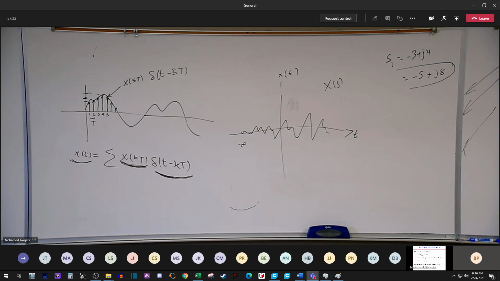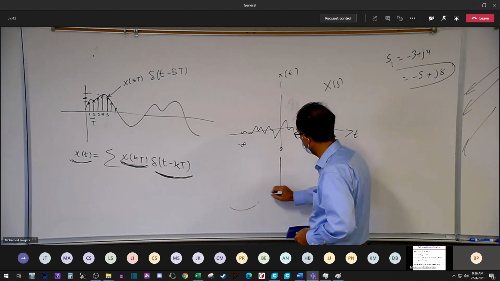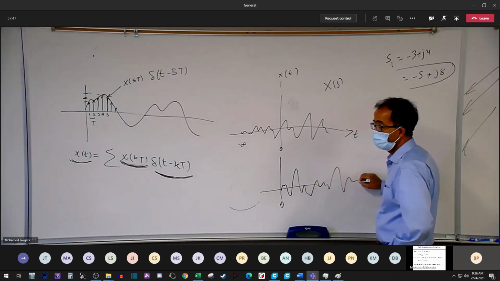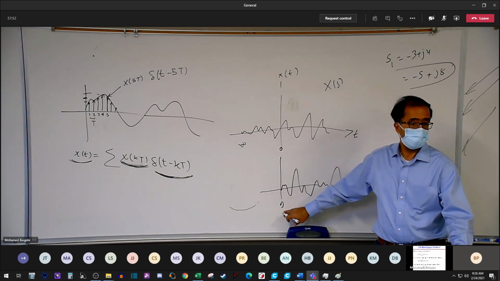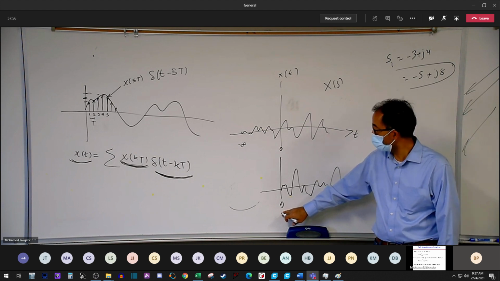Now, if the signal x of t is causal, that means the signal only exists for positive t. So if this is 0, the signal only exists in this region. That 0 could be the time you start making the measurement of the signal, or the time of turning on the system.